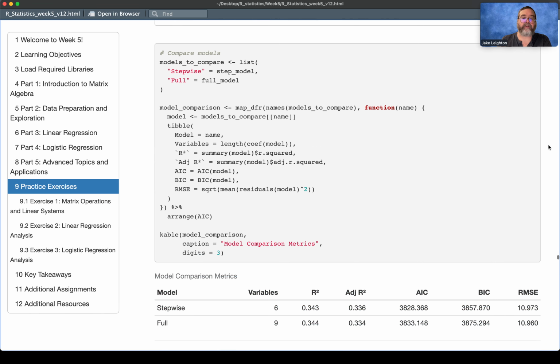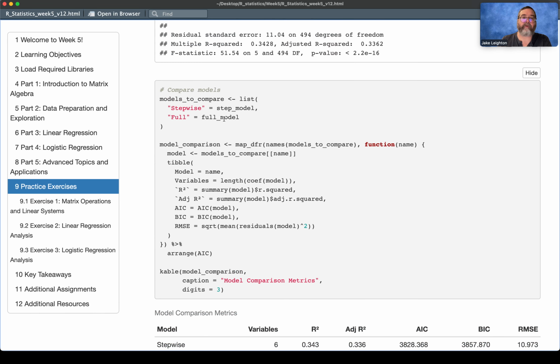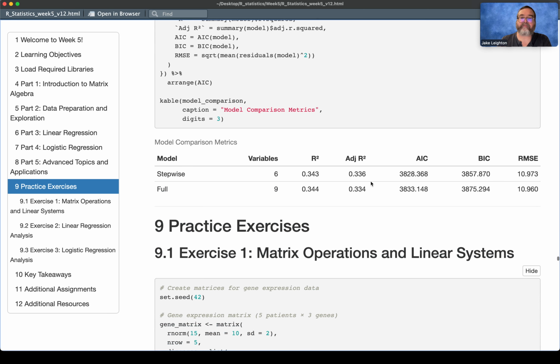We can actually compare those models. We have our full model we already know, and our step model, the one that we stepped down. We kind of see here, look at some of the variables, really everything looks very similar, to be honest with you. AIC and BIC is a little bit better. However, the RMSE is a little bit higher. So you can go either way with this. A lot of times, maybe the simplest model is the best because you can interpret the variables better.